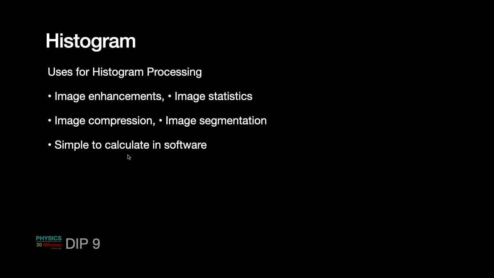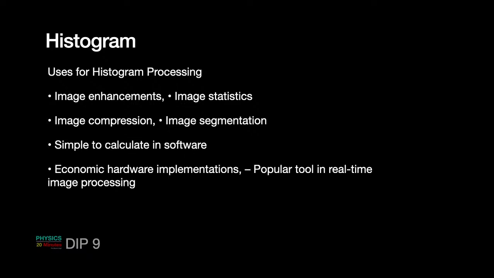What cameras do these days is they look at the image, look at the histogram, apply the correction, and then show you the corrected image straight away in the viewfinder or on the screen. So it's a very real-time image processing tool. It is embedded both in software and in hardware. And of course, as we have seen, the appearance of the image, you can judge, decide, correct, etc.